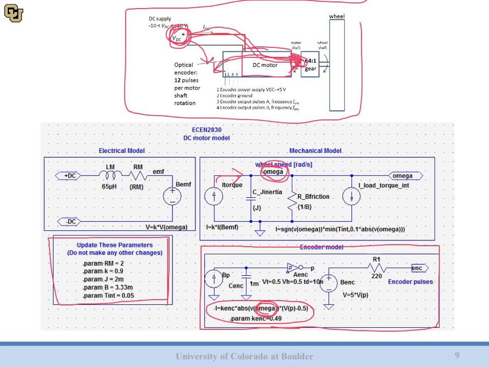You can see RM, K, J, B, T, N. Those are all things that we decided on. We'll give you the value of LM, which we've ignored throughout this whole thing. And you can now simply run a simulation of the motor.